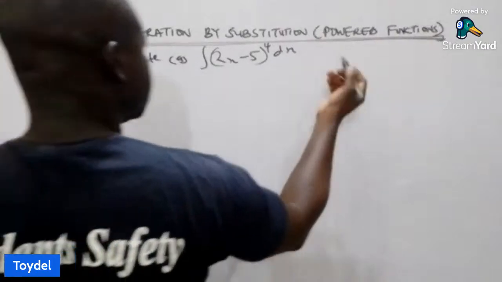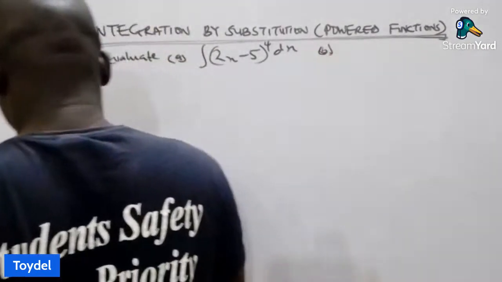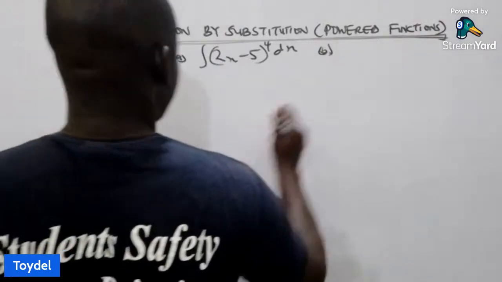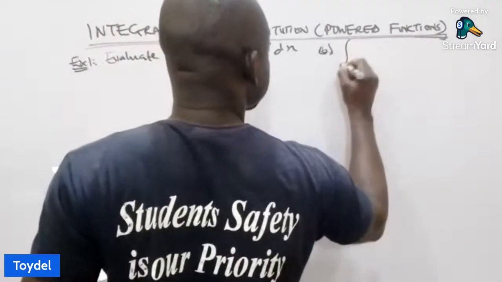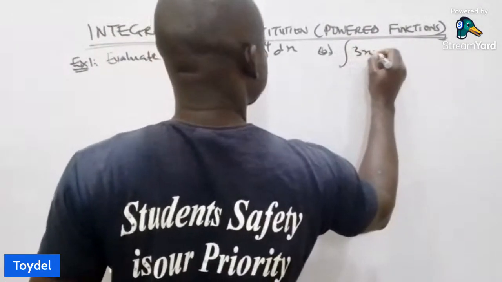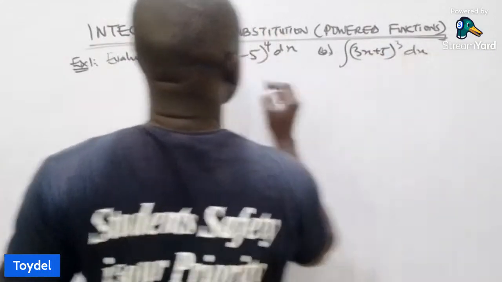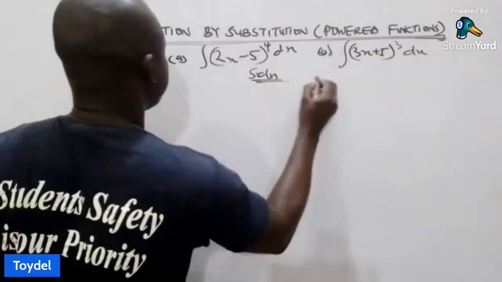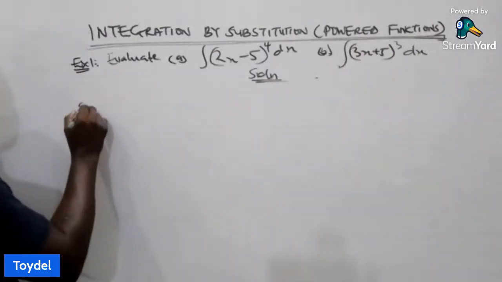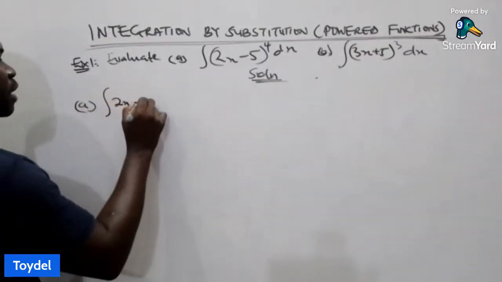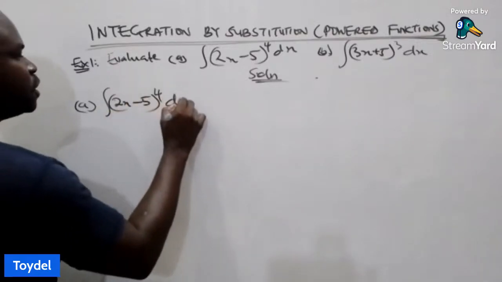Let's take another example. Let's say we have the integral of (3x plus 5) raised to power 3 dx. So how do we solve this type of function? The first one, where we have the integral of (2x minus 5) raised to power 4 dx.